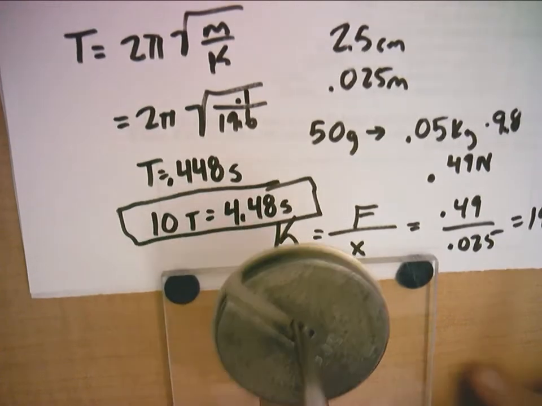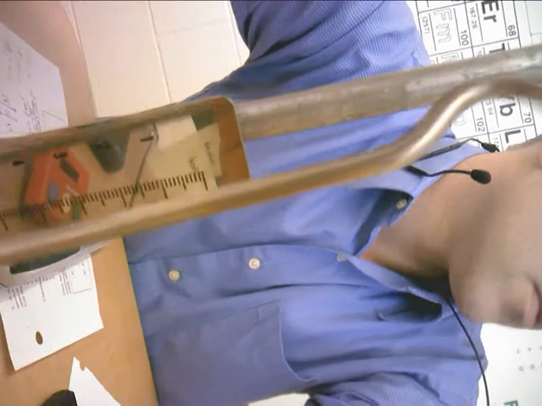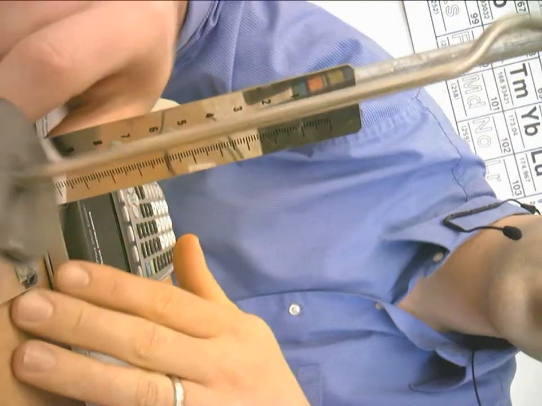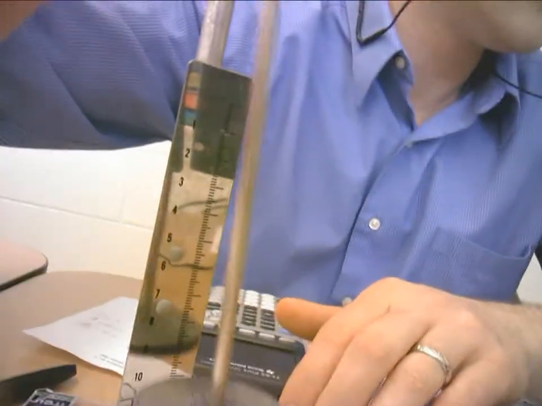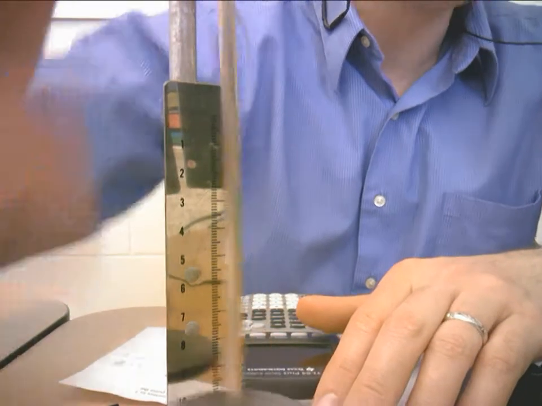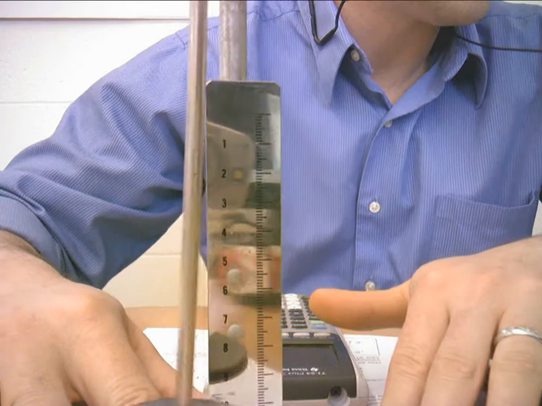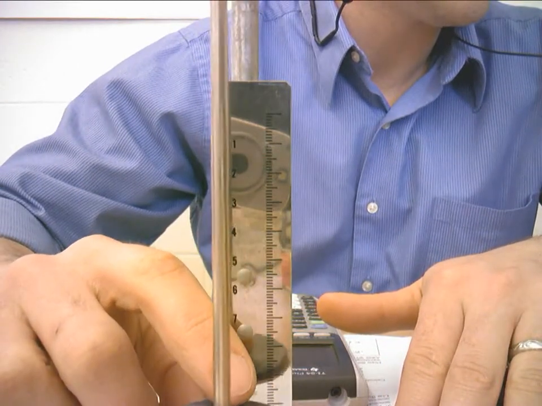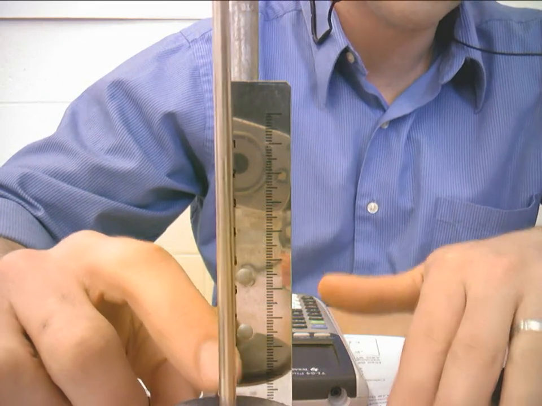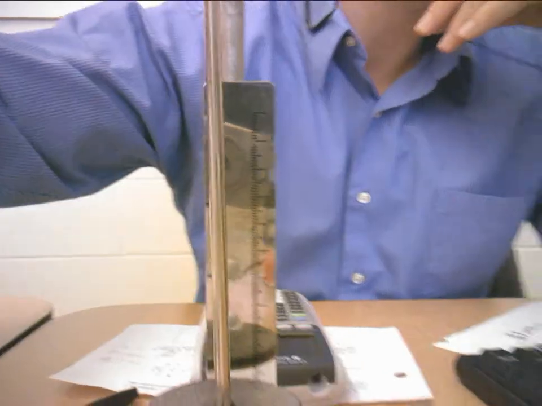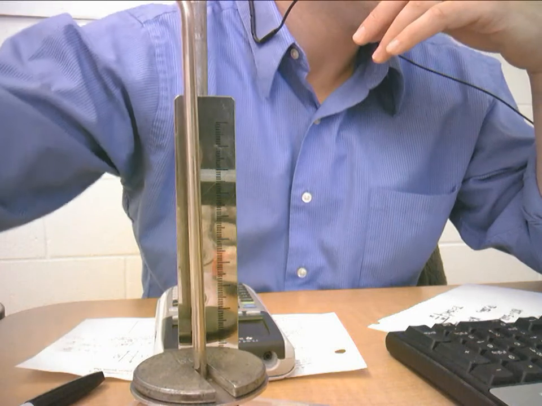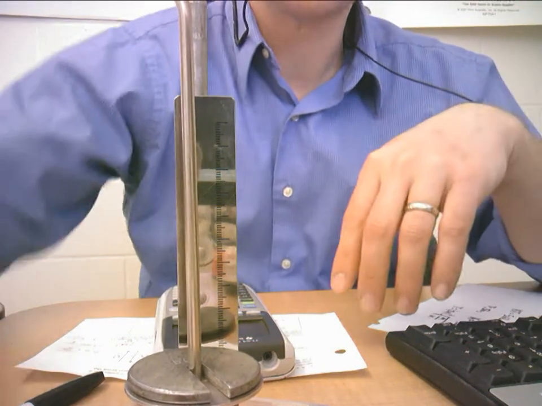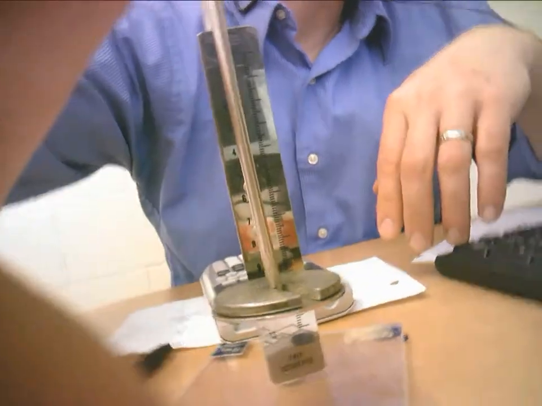It doesn't really matter what the amplitude is when we do this. We just want to pull it down a little bit and see what happens. You can see it in the mirror right there where it's starting. I'll try to give it an amplitude of about 1 centimeter, give or take a couple.